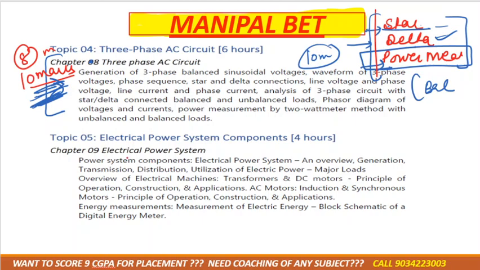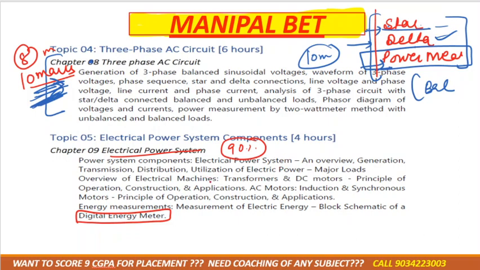Next one is the electrical power system. In this also you will get fixed questions. Fixed questions means I'll give you the four important topics for this. One is the digital energy meter, and there is a 90% chance they'll give you theory based on the electrical power system. There will be no numerical.